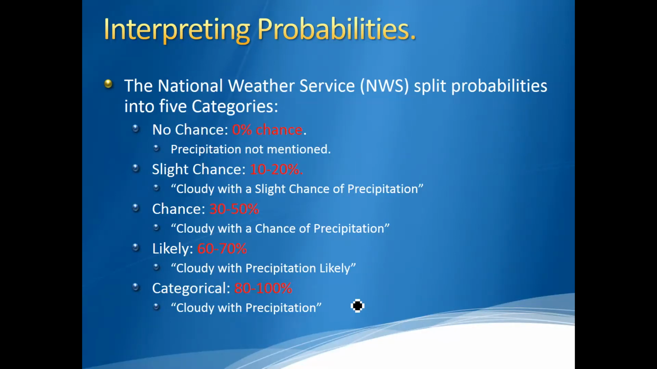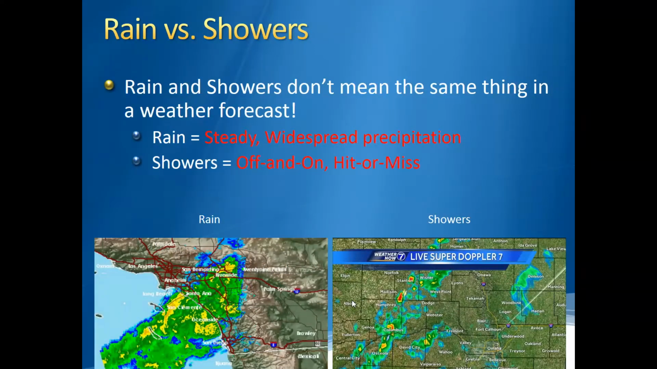Now this brings me to one more thing. Another common thing that we hear in forecasts are what are called rain versus showers. Believe it or not, the two are very different. Rain represents widespread rain. This is rain that occurs over a very large area. It's steady, it's widespread, it goes over a full area.